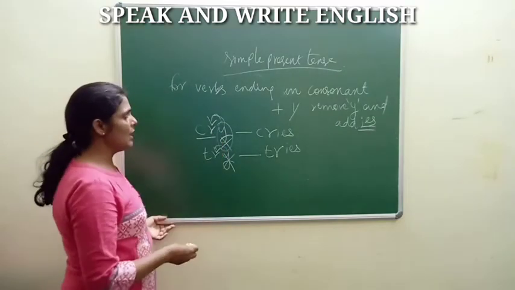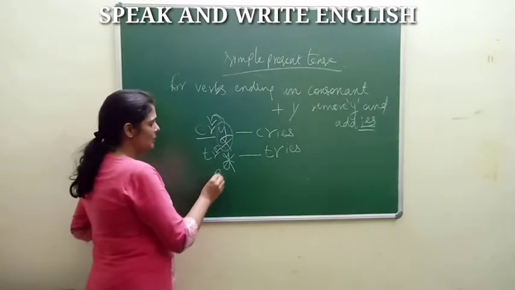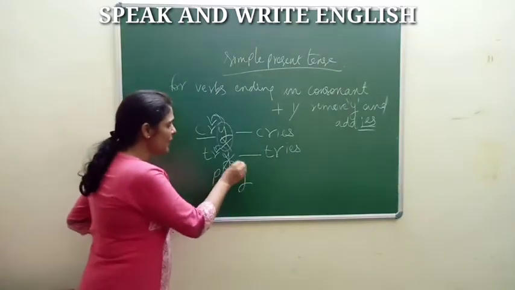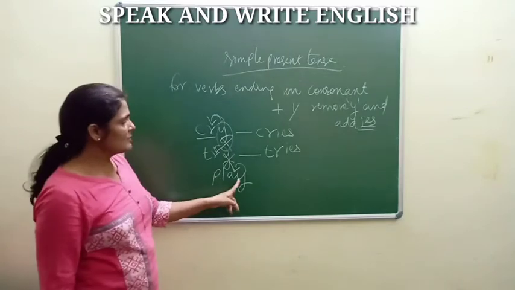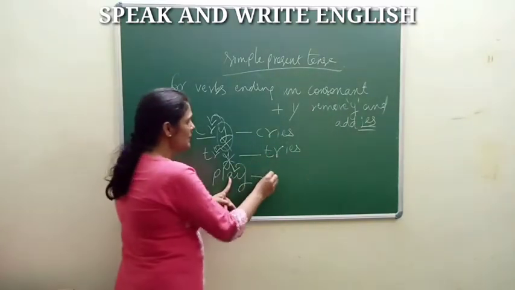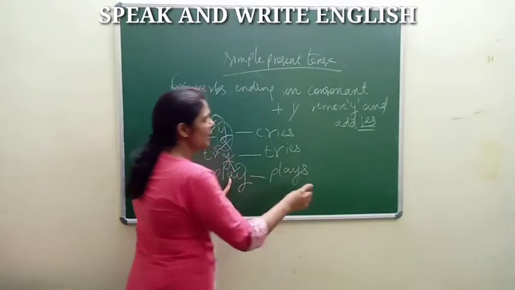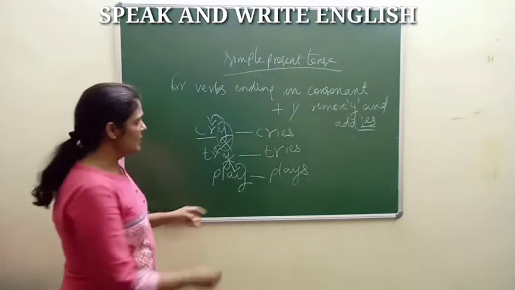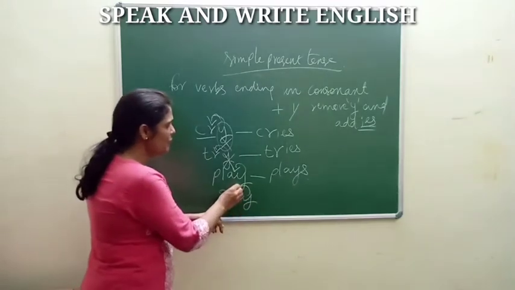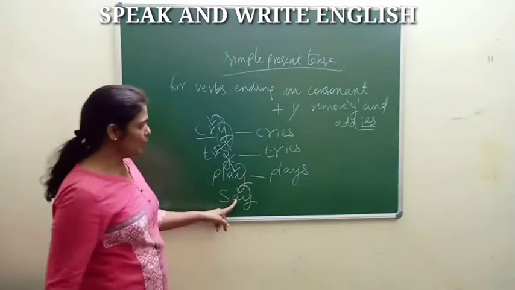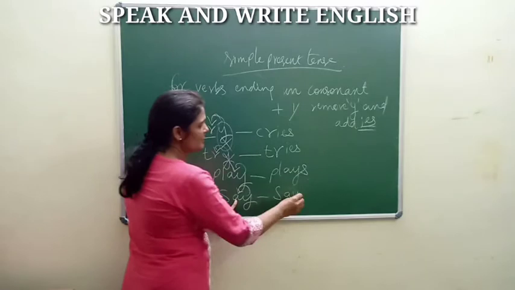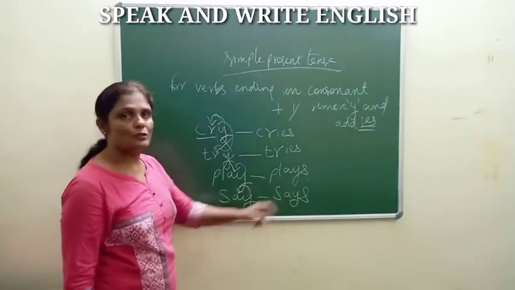But suppose you have a vowel, for example play. Here the vowel is before Y. So when there is a vowel, this rule will not be applicable. Simply, you need to add S along with this word. Suppose I take the word say. Because before Y we have a vowel A, write S-A-Y and simply add the letter S to it.